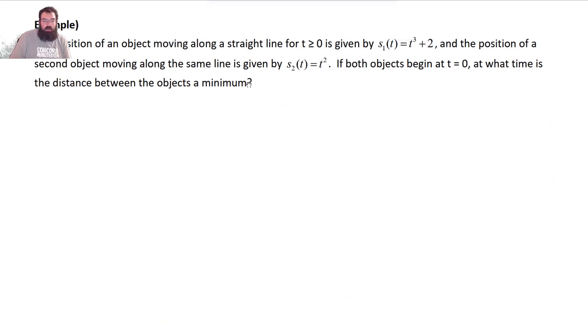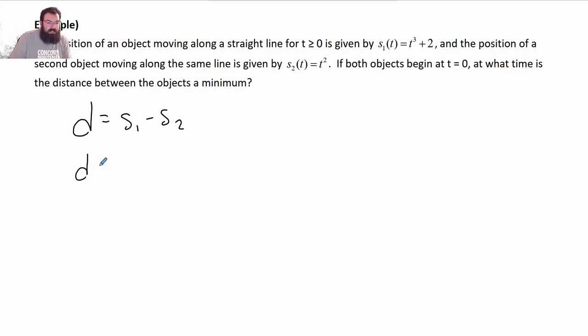All right, last one. This one's going to be probably a little more confusing, but hopefully we can understand it. The position of a particle moving along a straight line, you can read all that stuff. But what I want to do is find the distance between them that creates a minimum. So the distance between them is equal to S1 minus S2. I'm just going to subtract them, and that gives me the distance between them.